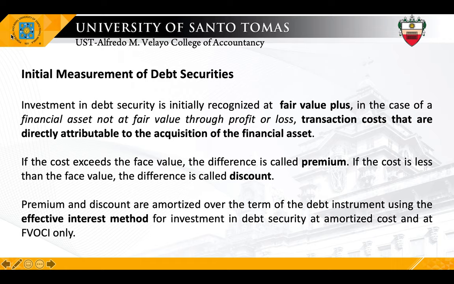So, meaning, the concept of discount and premium is the same all throughout the three classifications. So kahit pa fair value through profit or loss yan, OCI or amortized cost, there is discount or premium. But the amortization of discount and premium is only applicable to debt instrument at amortized cost and debt instrument at fair value through OCI, meaning walang amortization ng discount or premium si fair value through profit or loss. And IFRS 9 requires that the amortization of the discount or premium over the life of the security is to be done using the effective interest method only. This method considers both the nominal rate and the effective rate.